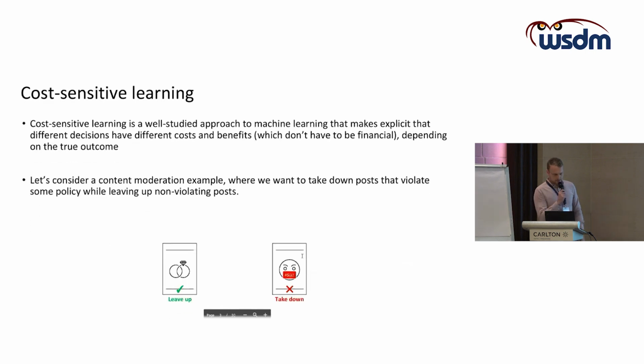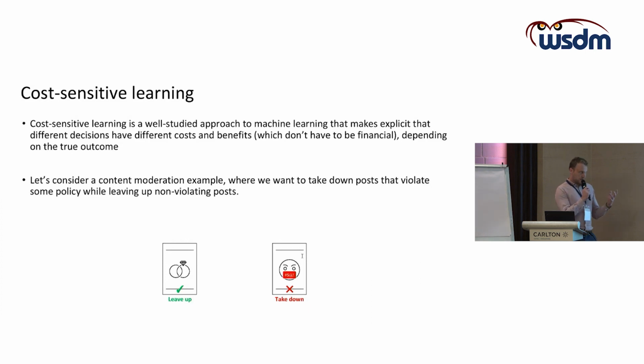And one way to set these thresholds, or to think about this problem, is called cost-sensitive learning. So this is a well-studied approach. And what it does is it makes explicit that different decisions have different costs and benefits. And when I say costs and benefits here, I mean in the most holistic sense. I don't just mean dollars and cents. I mean everything good and bad that can happen when a decision is made depending on the true outcome.